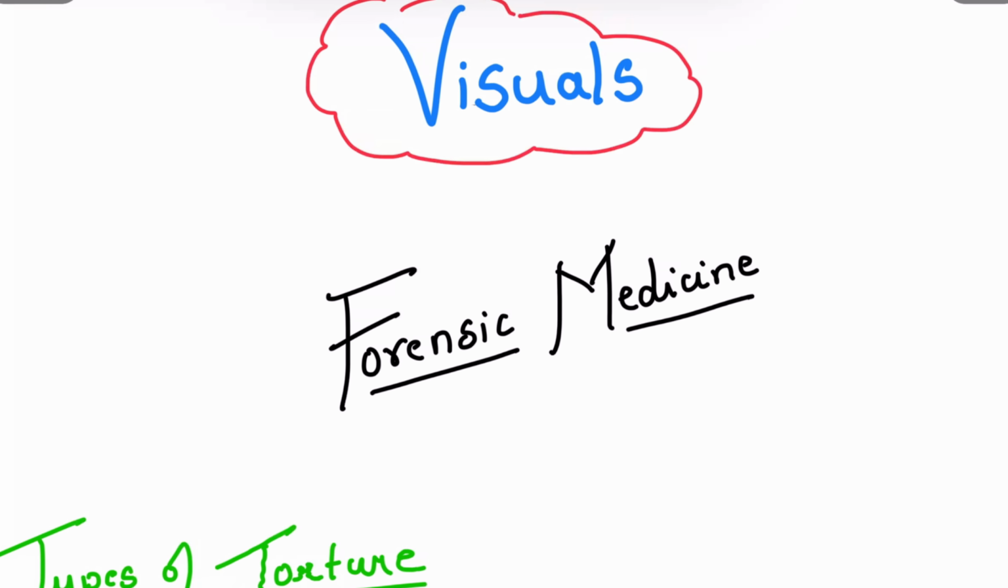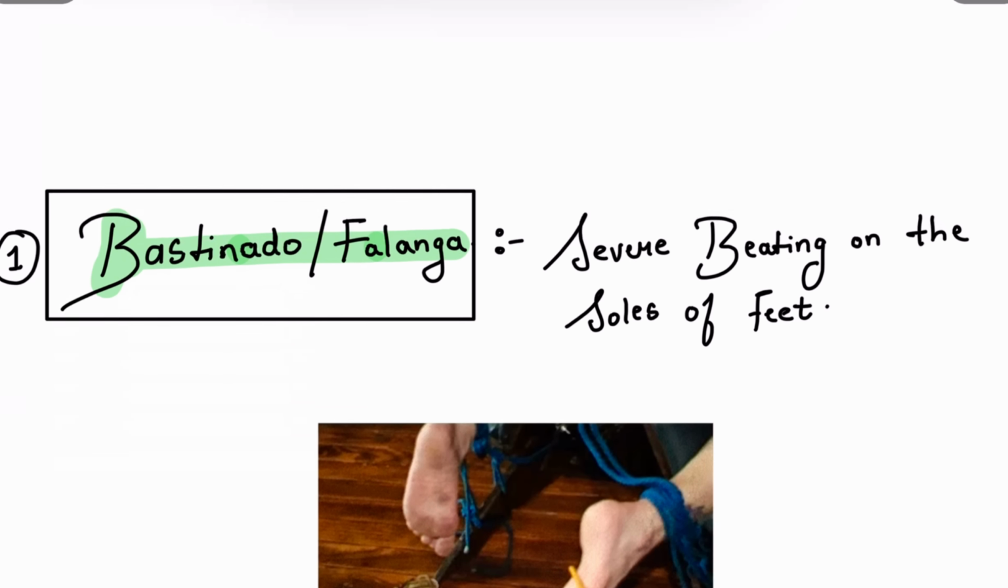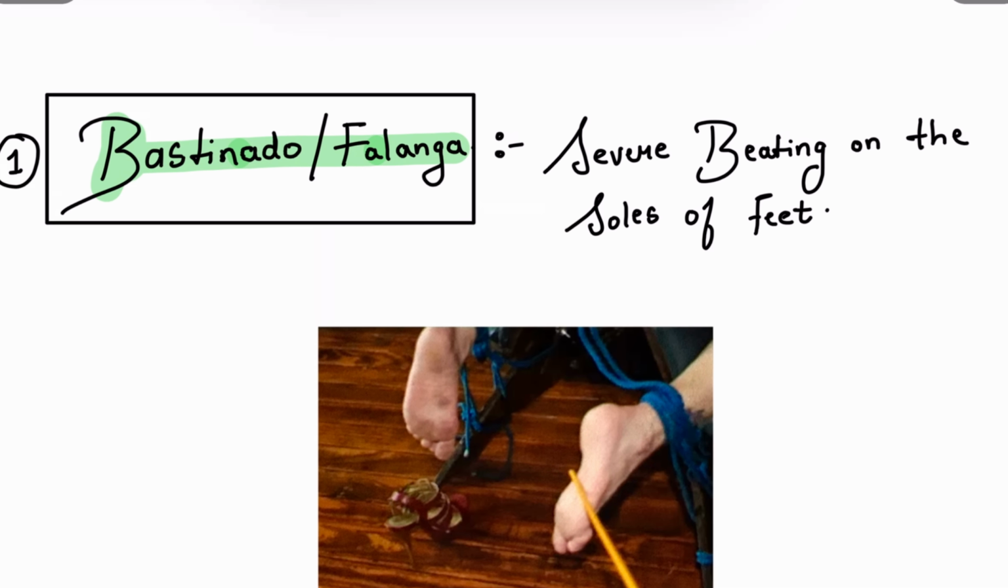So hello friends, today we are going to talk about some visuals in forensic medicine which are very high yield in your upcoming exams, like types of tortures. There are various types of tortures which were given in ancient times, and nowadays they are also given in police custody or in some kind of jails and prisons.